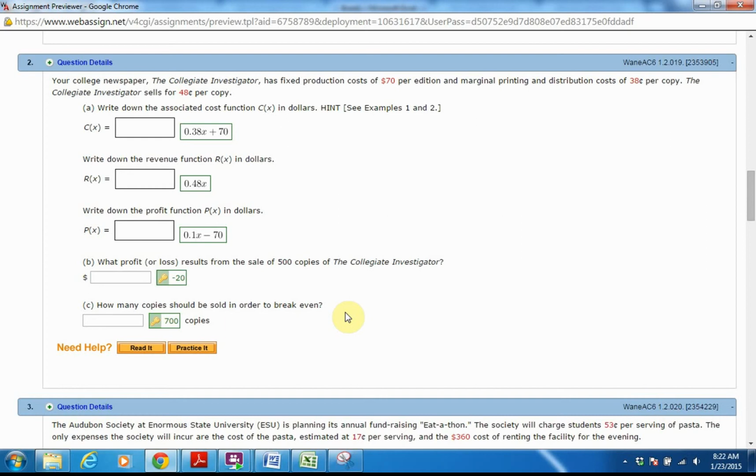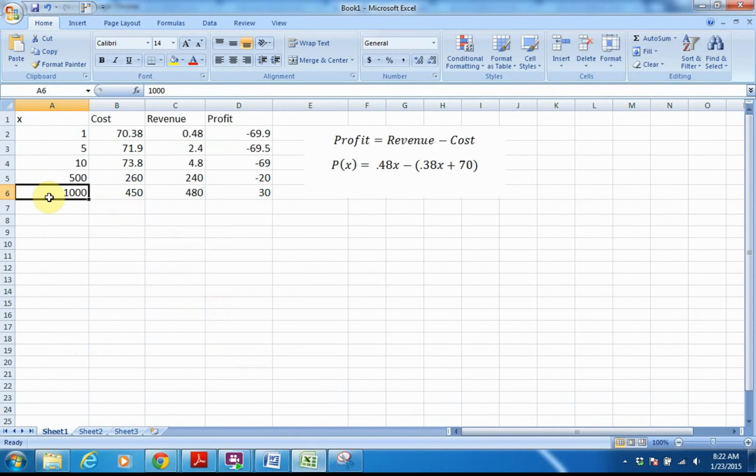How many copies should be sold in order to break even? Break even is when the profit is zero. We've not made money or lost money. It's obvious that it's going to happen somewhere between 500 and 1,000 copies, because I can see that I'm going from a negative profit to a positive profit.